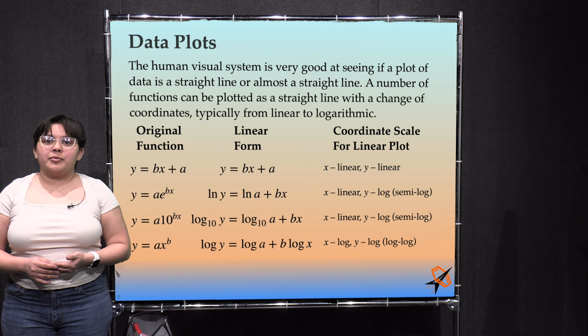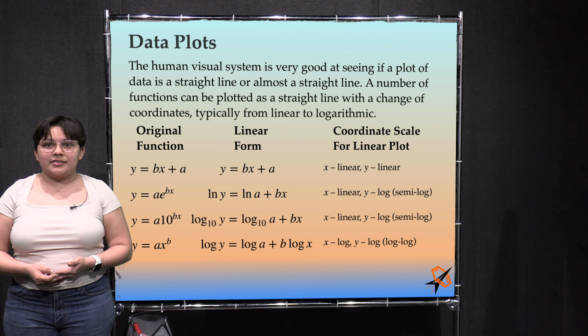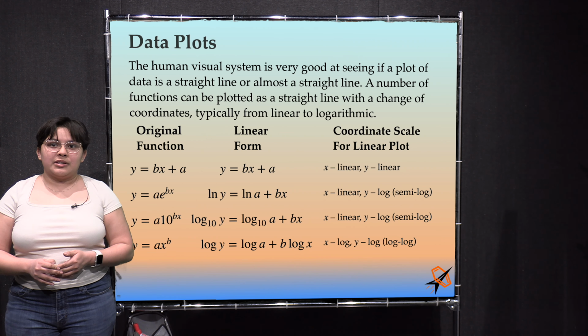Besides these three, there are many other ways to plot data to get straight lines, depending on the functional relationships, but these are the most common.